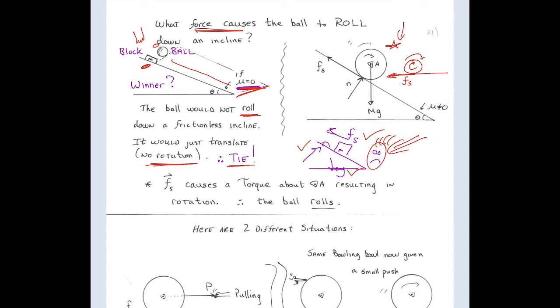If I look at what forces cause a torque, remember, torque is force times moment arm. The normal force passes through the axis of rotation, has no moment arm, and causes no torque. mg passes through the axis of rotation, also does not cause a torque. So the only force that causes a torque is static friction. Static friction causes, in this case, a clockwise torque about axis A. So static friction is what causes this thing to roll. And this picture over here was frictionless, so the ball would not rotate. It would do the same thing as the block and just move as a point mass down the incline.